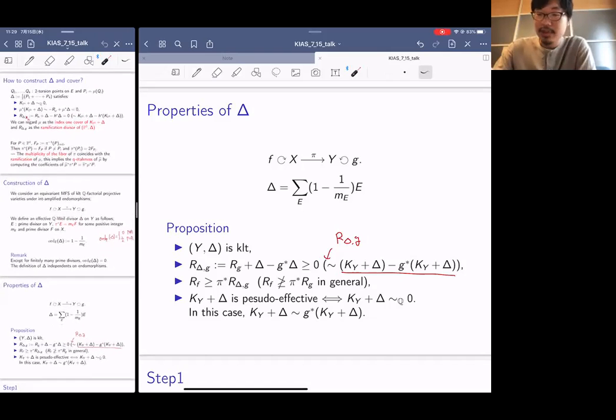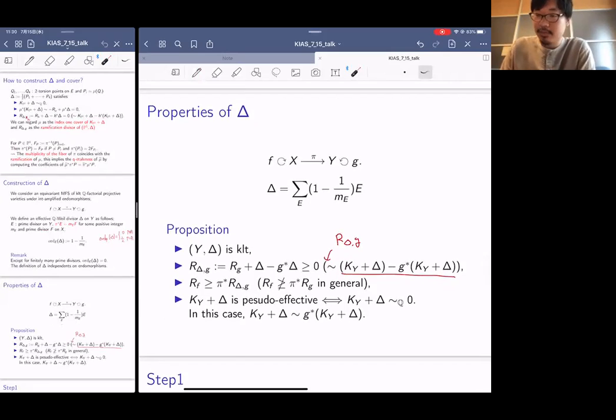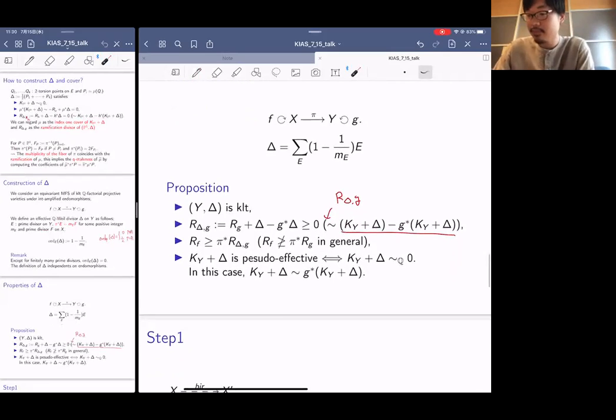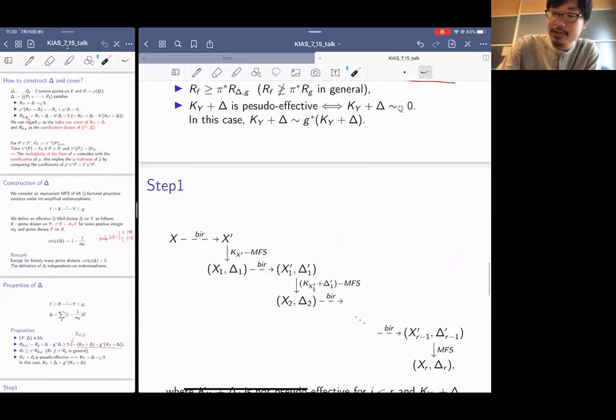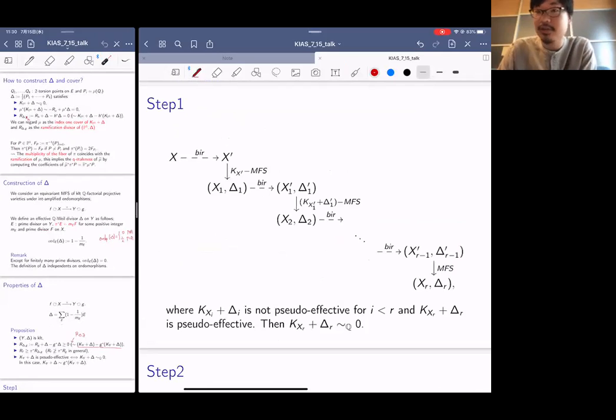So this delta satisfies good properties, and we finish step 1. We consider the following sequence. First, X is a smooth projective variety admitting an int-amplified endomorphism. First, we consider the KX MMP. If KX is not pseudo-effective, then this is a composition of birational maps and a KX-negative modifiable space, and we obtain the variety X1.